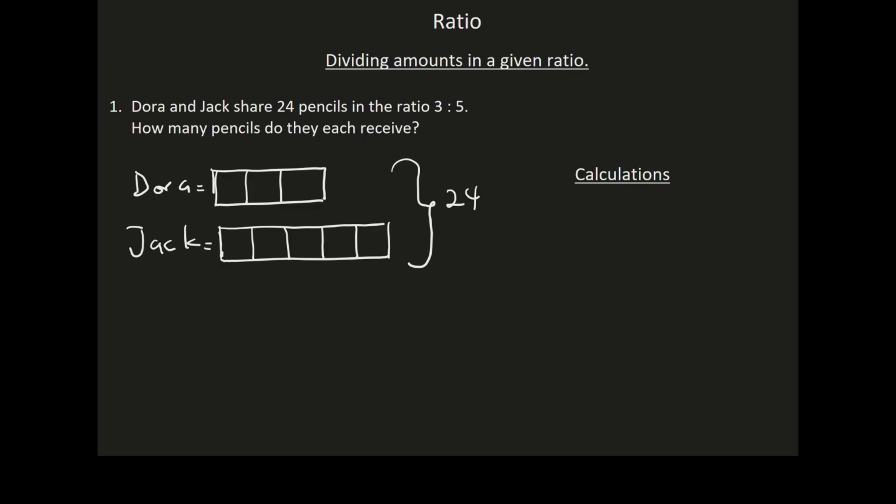To do our calculation, we have 24 divided by 8 parts. When you add your boxes, 1, 2, 3, 4, 5, 6, 7, 8. So 24 divided by 8 gives us 3. This means that each part is 3.